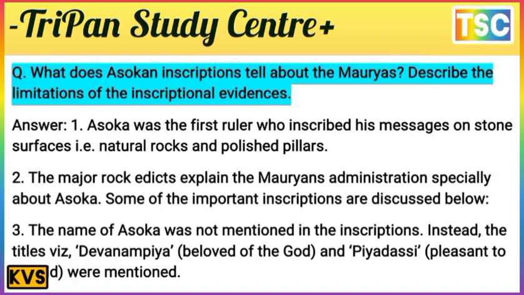The name of Ashoka was not mentioned in any inscription. Instead there is a title, Devanampiya, which means beloved of the Gods, and Piyadasi, which means pleasing to behold, were mentioned. That's an important point here.